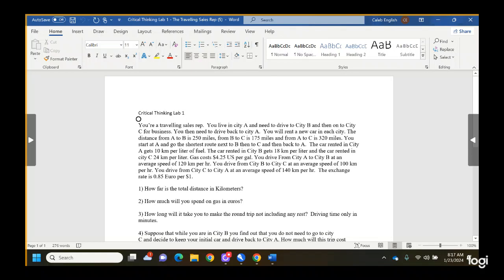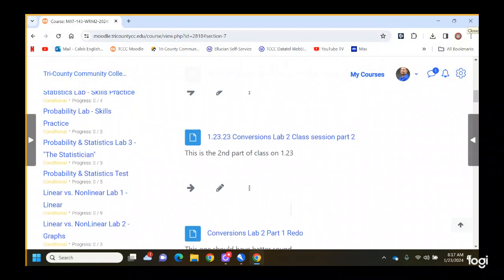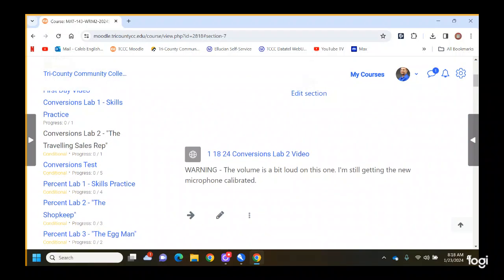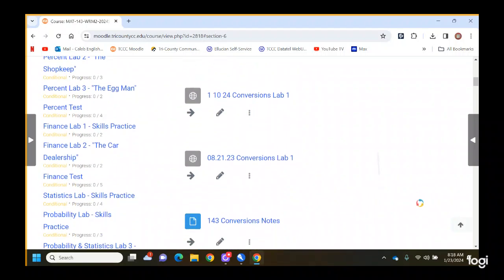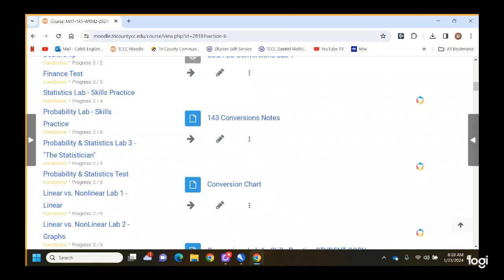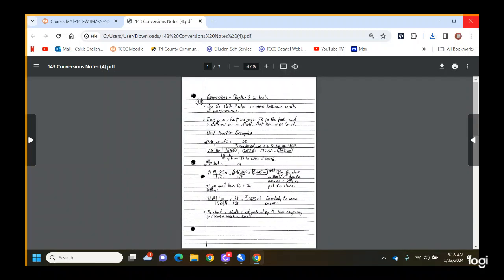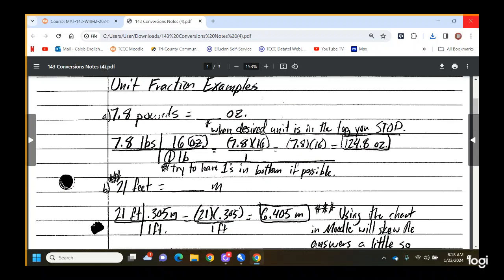Okay, so let's go back to the notes that are located in Conversions Lab 1. And we're just, again, one more time, going to run through those real quick. If we need to, we can look at a couple of questions from the actual Conversions Lab itself. If you still aren't clear as to why you missed some of those, we can get that cleared up for sure. So again, we talked about the unit fraction.